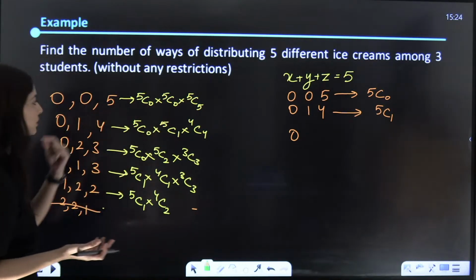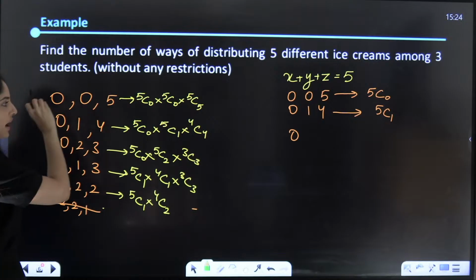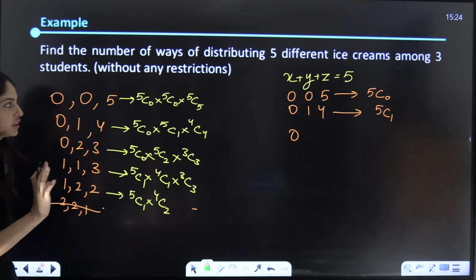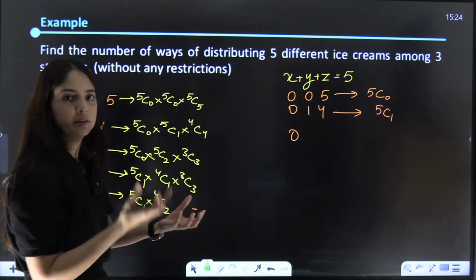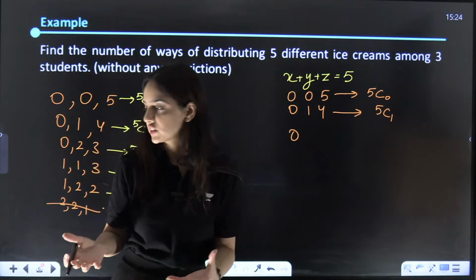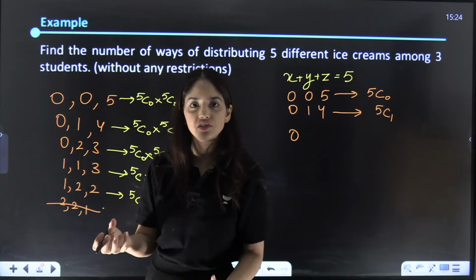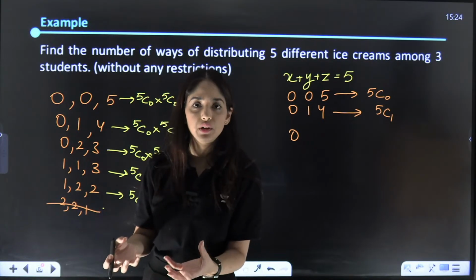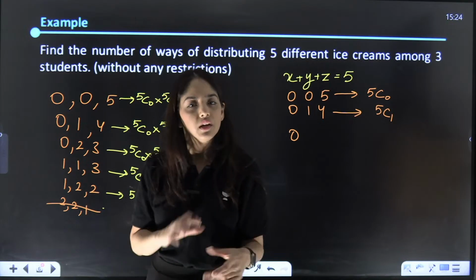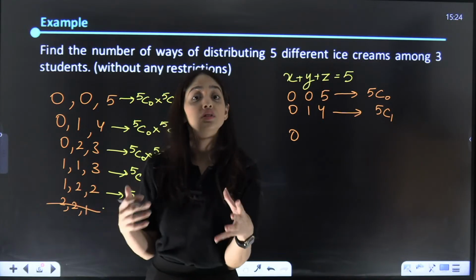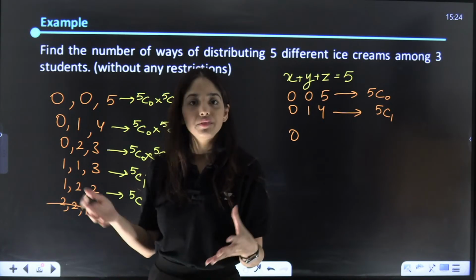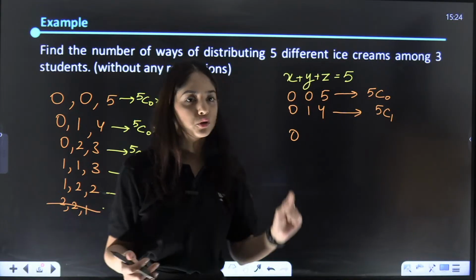So okay, we have selected the partition. Now we have the ice creams. We have one set of 0 ice cream, another set of 0 ice cream, and another set of 5 ice creams, or in this case one set of 1 ice cream, one set of 1 ice cream, and one set of 3 ice creams. We have this. Now we have to arrange it. We have to see all possible arrangements, right? So we have to arrange all of these within the 3 students.